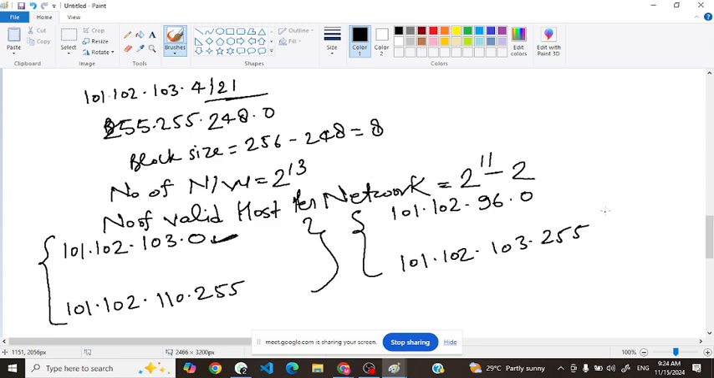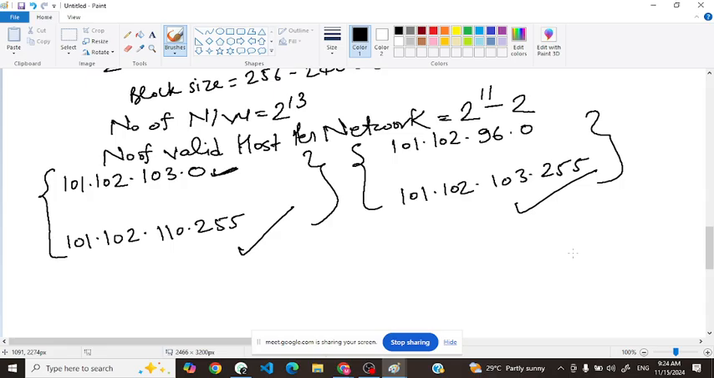Yeah, the usable should be 101.102.96.1. There are two parameters. This answer is also right. Abdul brother, one minute, let me explain. 96, that's tricky.